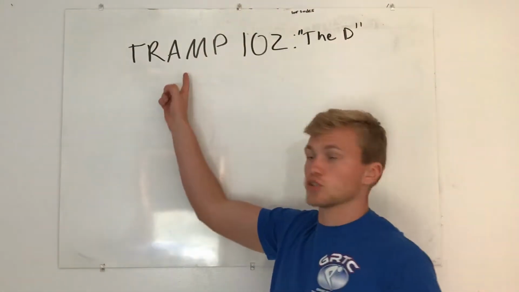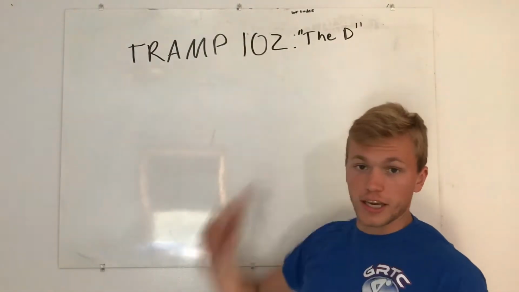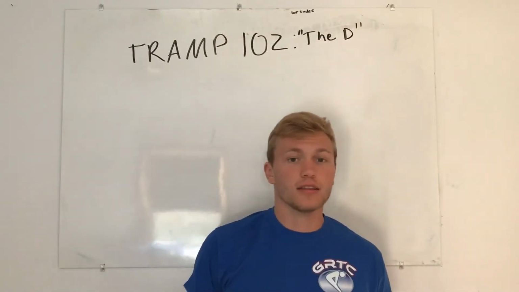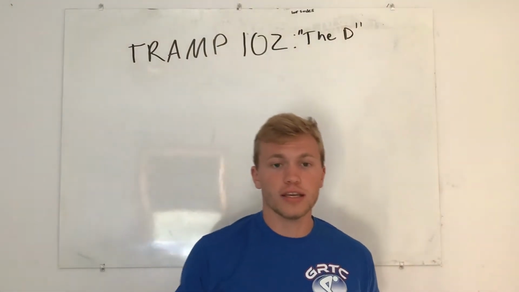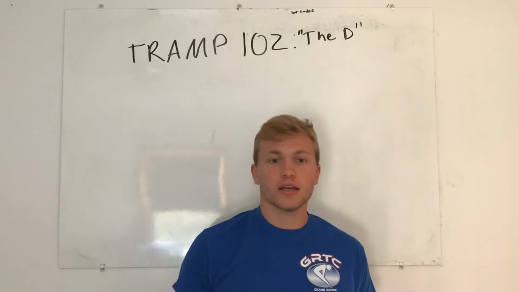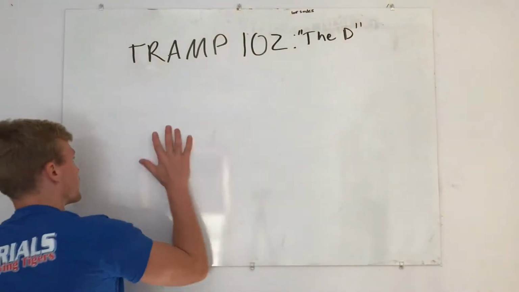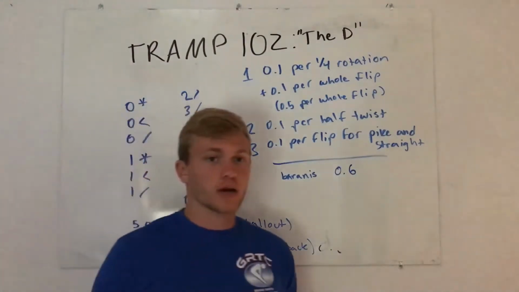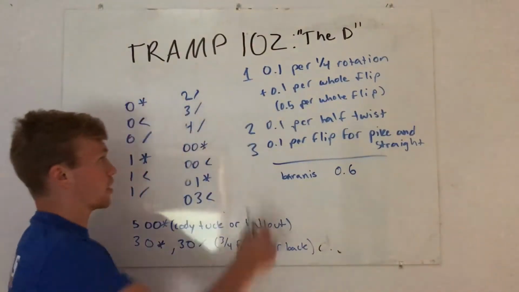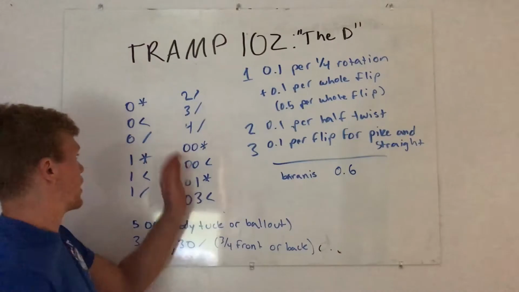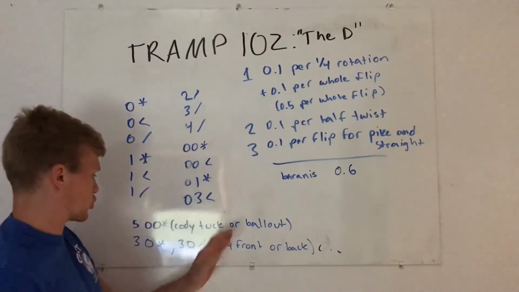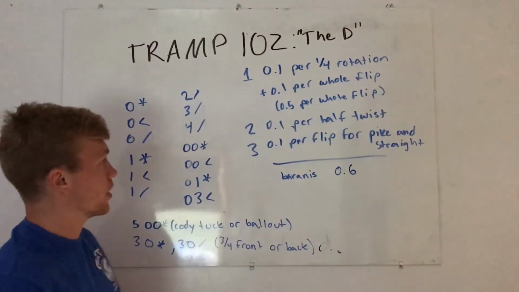What am I talking about today? Trampoline 102, the D. In particular, how to calculate the difficulty score of any trick on trampoline. It's going to help you calculate the difficulty for your routine so you can hit that elite 7.5. Okay, so I've written up a couple easy tricks. What we're going to do is apply this 3-step algorithm in order to compute the difficulty of these tricks and then some harder ones at the bottom.